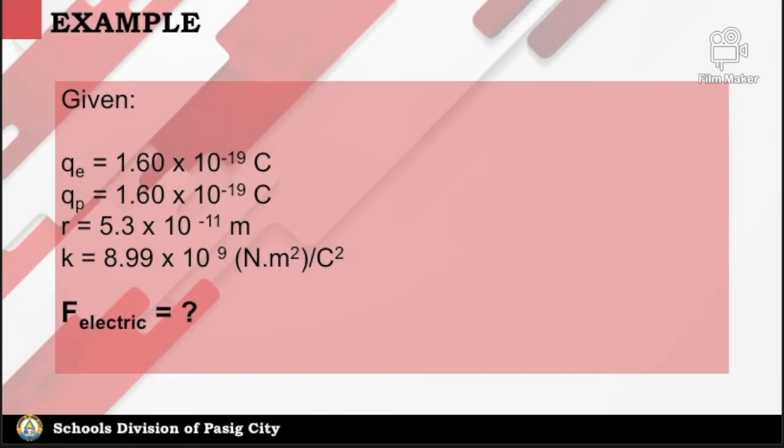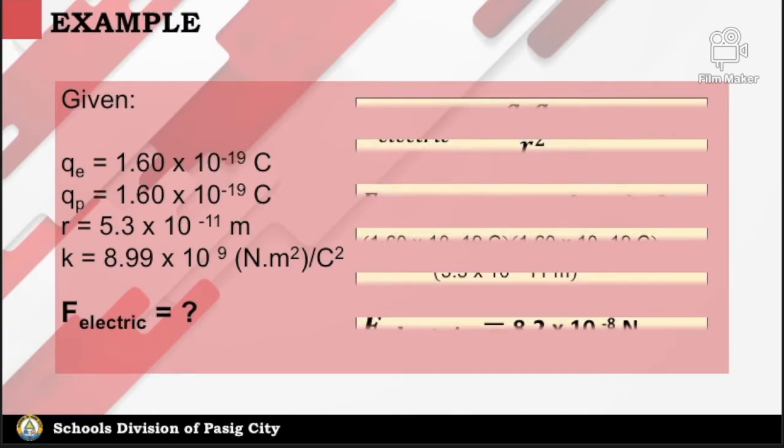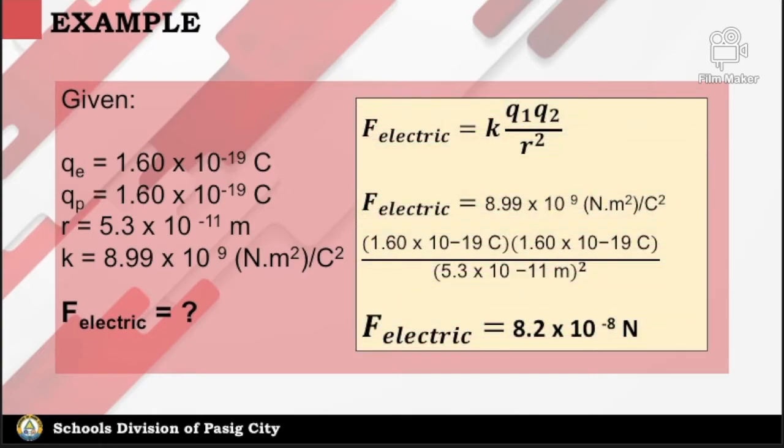we use the equation electric force is equal to K Q sub 1 Q sub 2 over R squared. We substitute the value of charges. Also, we substitute the value for the distance. We cancel the unit meter squared and Coulomb squared. Then we get the answer 8.2 times 10 raised to negative 8 Newton.